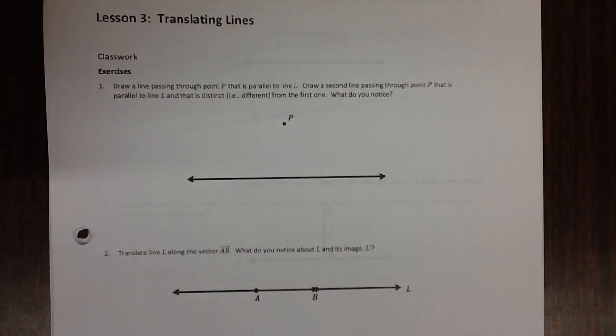Alright, in lesson 3, we are going to work through these problems together. Okay, exercise 1 says draw a line passing through point P that is parallel to line L. Draw a second line passing through point P that is parallel to line L that is distinct, different from the first one. What do you notice?